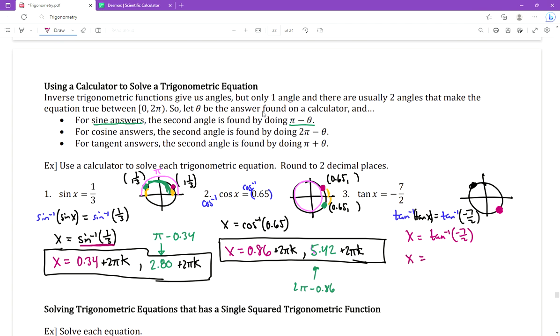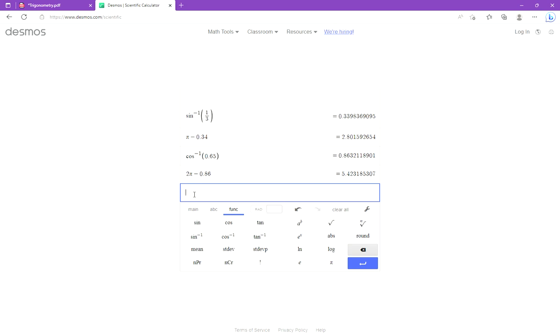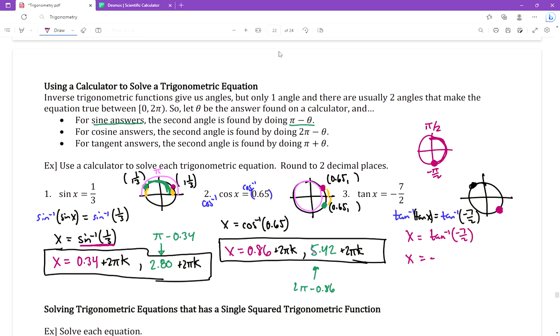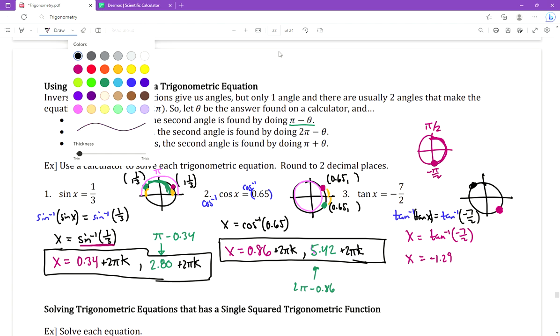Okay, so I know it's there because we have all these properties with inverse trig. Tangent inverse is always between negative pi halves and positive pi halves. So if it's a negative value in tangent, that means it should be in quadrant 4 as a negative angle. But we'll see that anyway if we're using a calculator. So we have tangent inverse of negative 7/2, and that gives us that angle right there, negative 1.29. And then like always, we could just add 2 pi k to it.